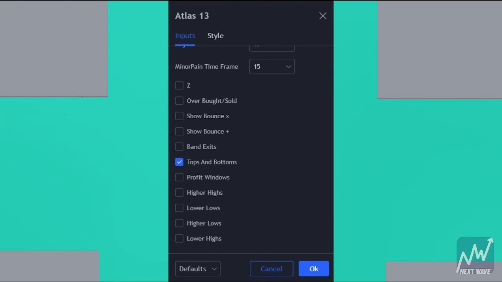And on the Atlas 13, tops and bottoms will be what you toggle to turn on or off the absolute high and the absolute low.